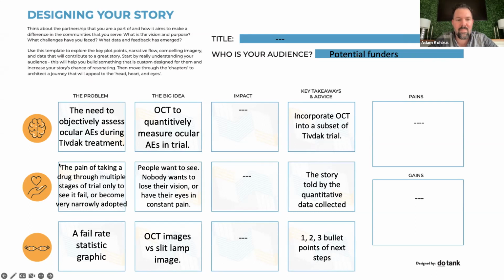And so we really tried to push them on these middle buckets, especially the middle one of the heart. So, you know, at the end of the day, why do we want this process to be changed? And how can we illuminate that better for our audience and for the funders who, if they fund this project, people are going to be better because of it.